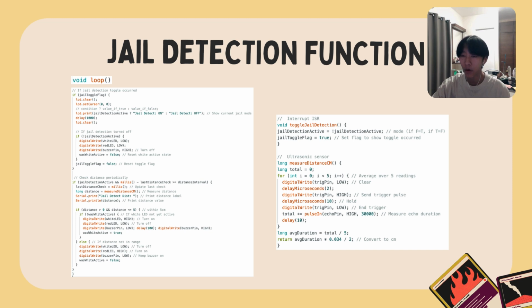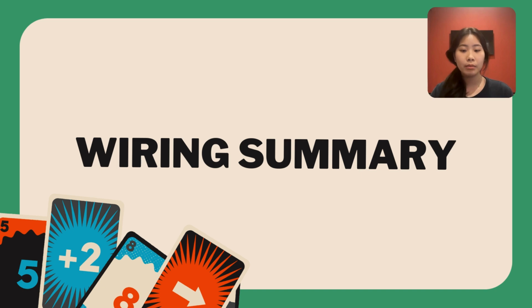Next code is for the interrupt for toggling gel detection. When it triggers, it toggles gel detection mode on and off and sets a flag. And the last one is the measure distance centimeter function. It's used to average the duration and convert the echo time into distance in centimeters. After that, we have the wiring summary.